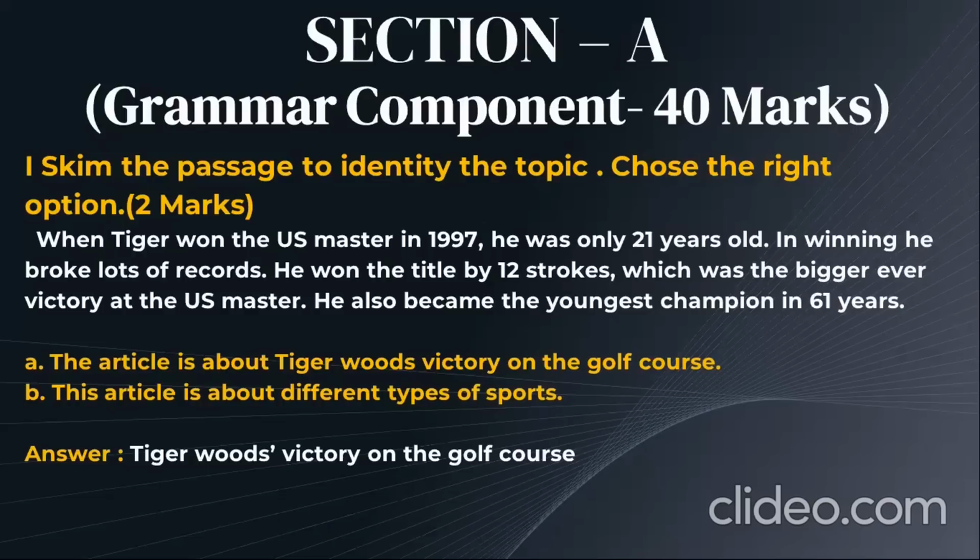When Tiger won the US Master in 1997, he was only 21 years old. In winning, he broke lots of records. He won the title by 12 strokes, which was the biggest ever victory at the US Master. He also became the youngest champion in 61 years.